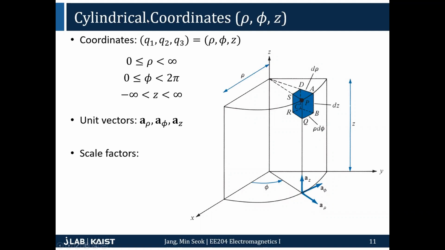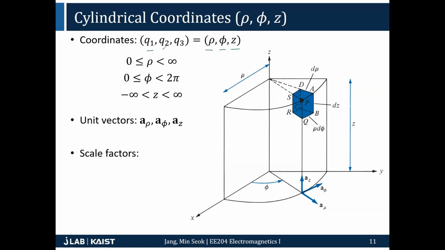Cylindrical coordinates, the coordinate variables are rho, phi, z. By the way, in this lecture, I'm going to use this convention for the cylindrical coordinates variables. I understand that some people want to use r, theta, z, or whatever symbol for cylindrical coordinates, but at least in this lecture, let's use these symbols for cylindrical coordinates.